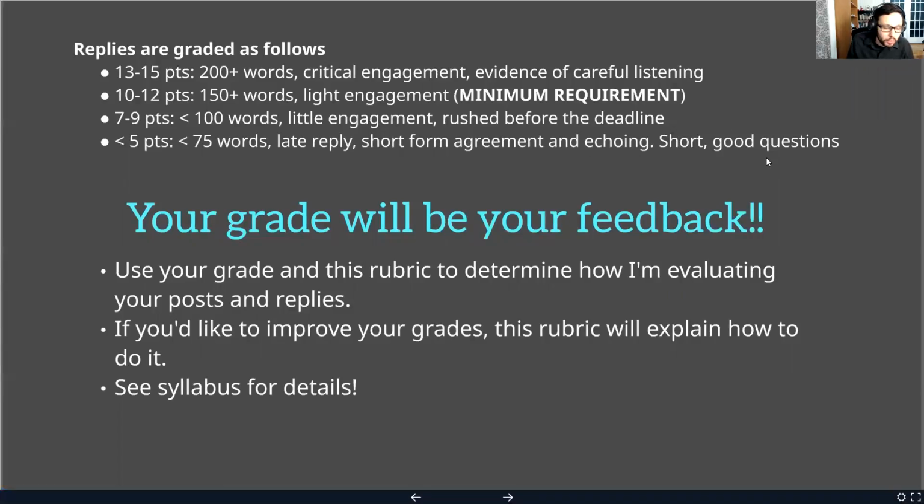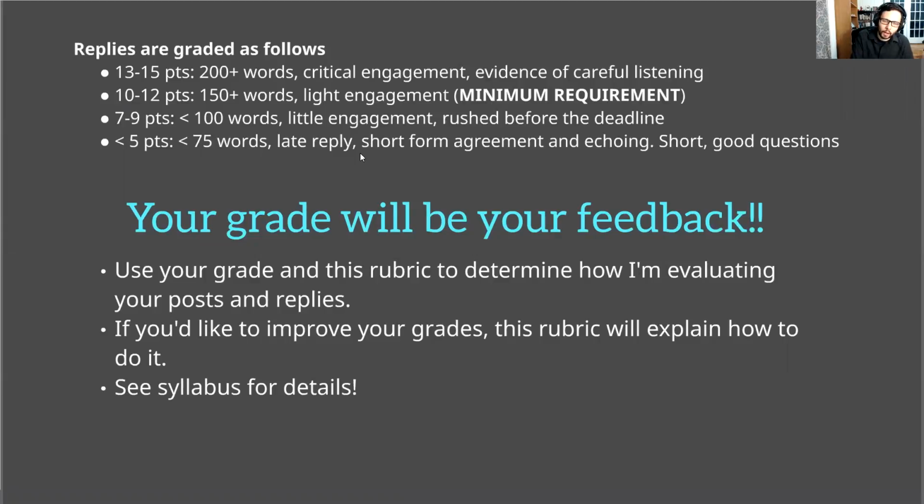This is fine. You might post a lot of short replies and build up 30 points that way. You can't earn more than 30 points on replies, but you can post a couple of shorter replies and get more points that way. But this is the way that I'm grading the scale.